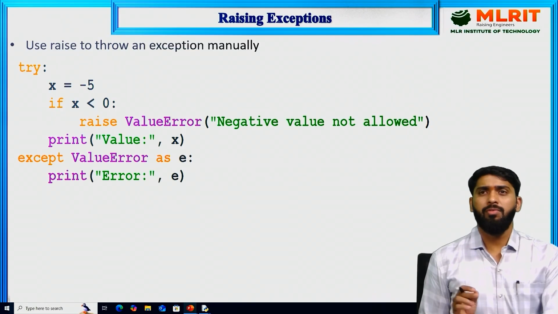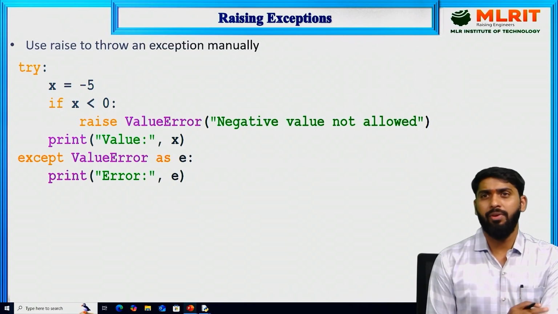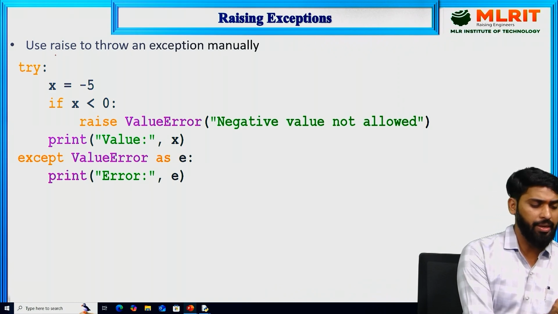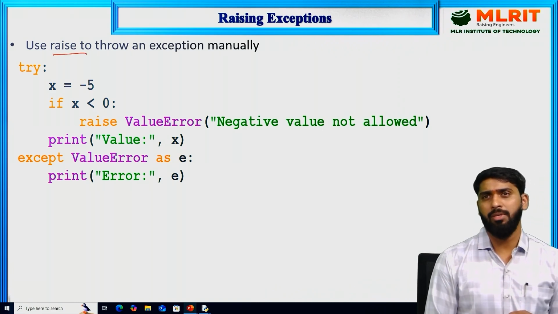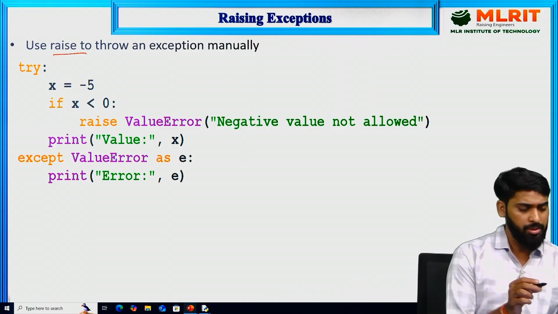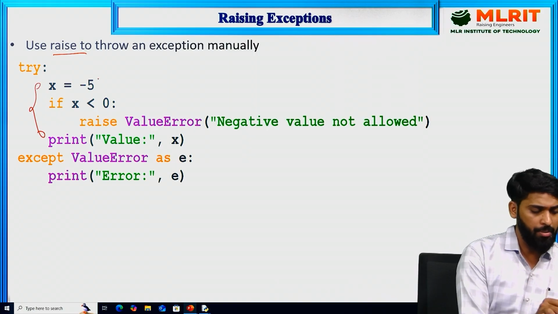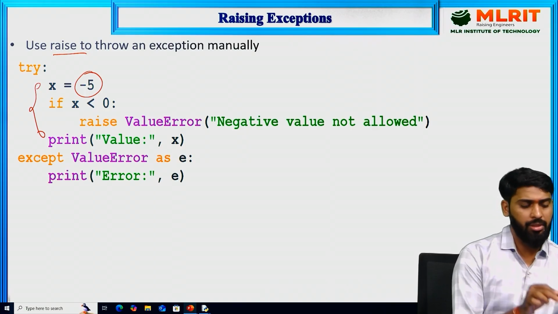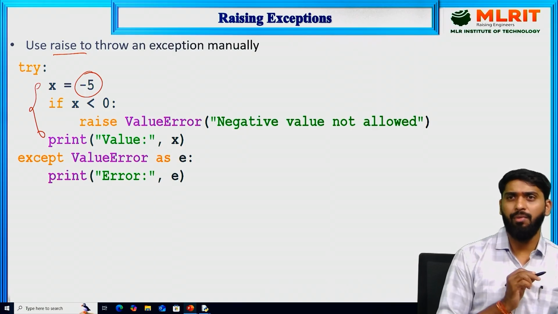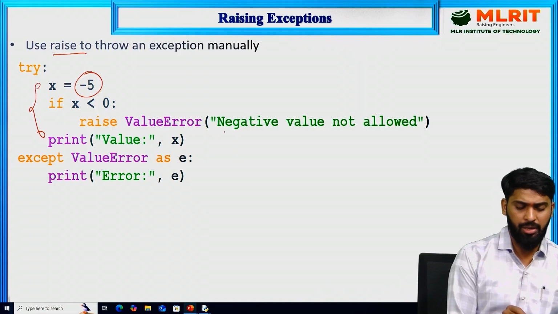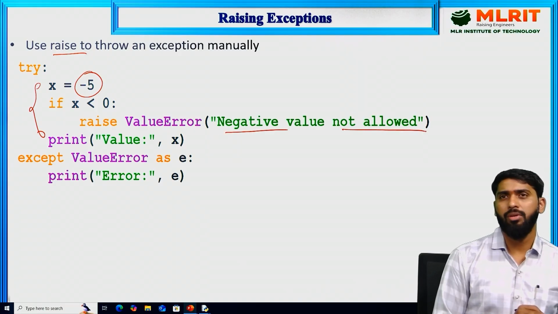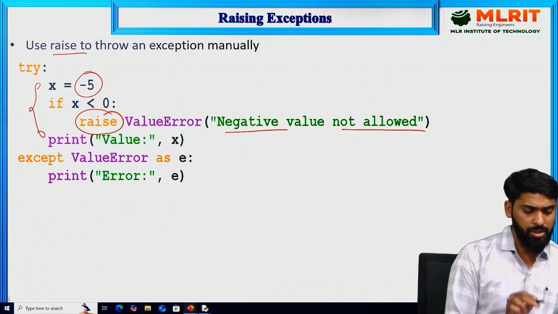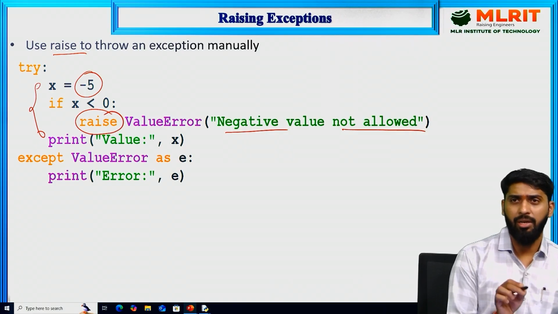Okay. So now we see raising exceptions. We can raise an exception by using the raise keyword. Use raise to throw an exception manually. For example, in this try block, I am assigning a value to x. Now, if the value is less than 0, I want to raise a ValueError, negative value not allowed. How? By using the raise keyword. So this raise will raise an error.